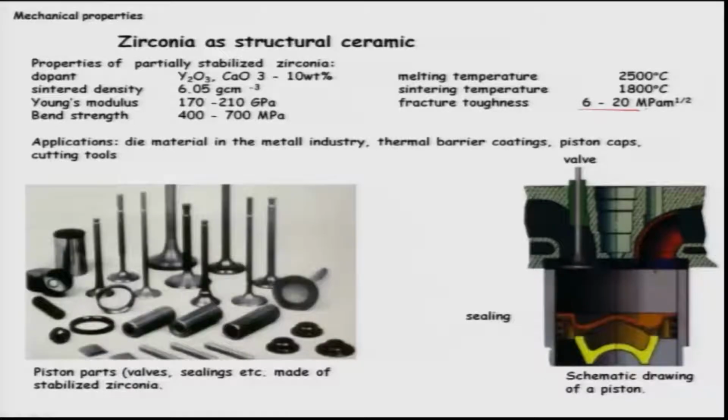20 is 2 times 10 times 2. So, and this has a yield strength or bend strength of about 400 to 700 MPa and modulus about 107 to 210 GPa. This is our classical material, classical zirconia, which is used in many structural applications.